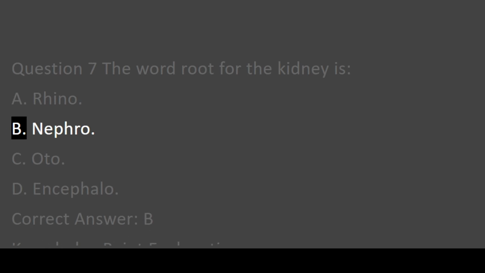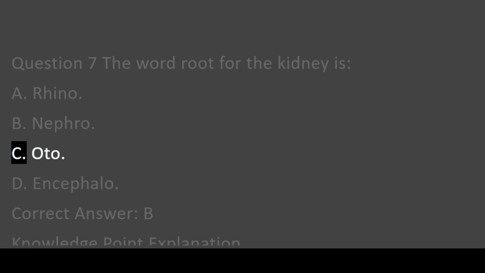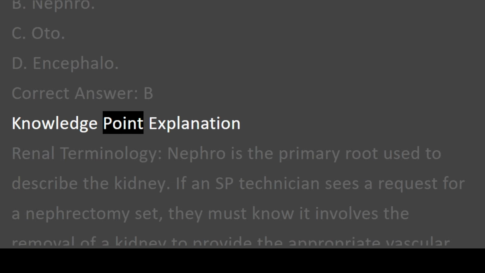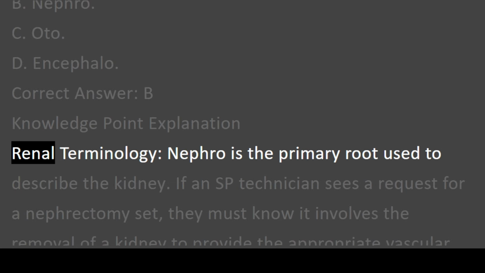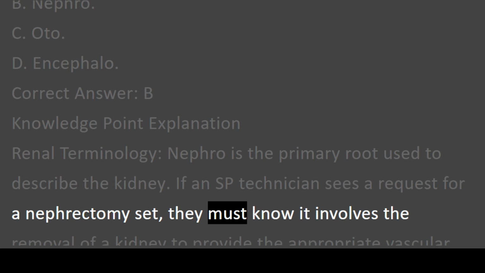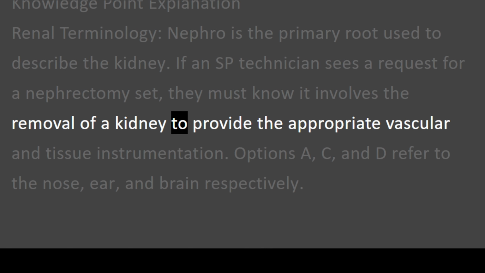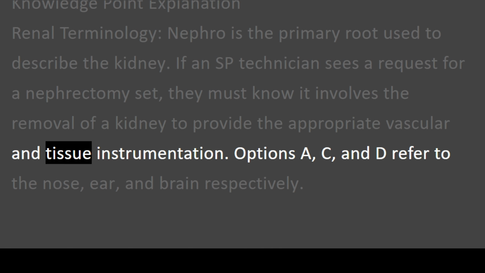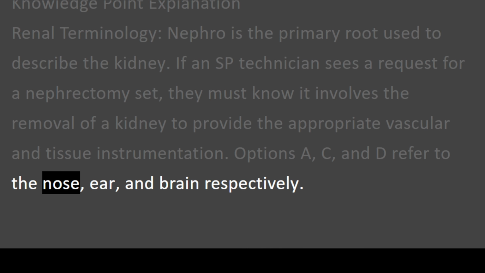Question 7. The word root for the kidney is A. Rhino. B. Nephro. C. Oto. D. Encephalo. Correct answer, B. Knowledge point explanation. Renal terminology. Nephro is the primary root used to describe the kidney. If an SP technician sees a request for a nephrectomy set, they must know it involves the removal of a kidney to provide the appropriate vascular and tissue instrumentation. Options A, C, and D refer to the nose, ear, and brain respectively.